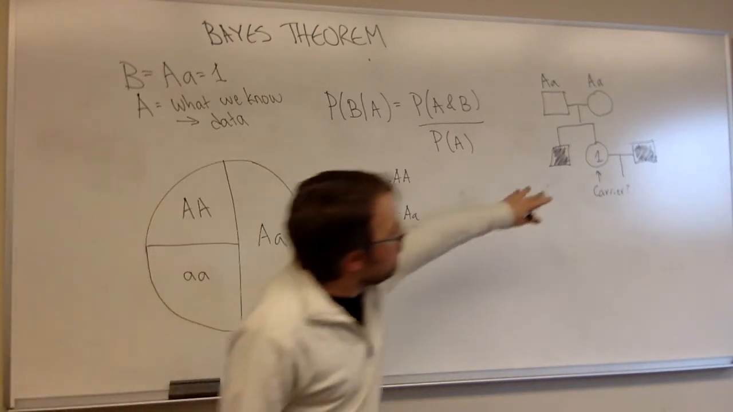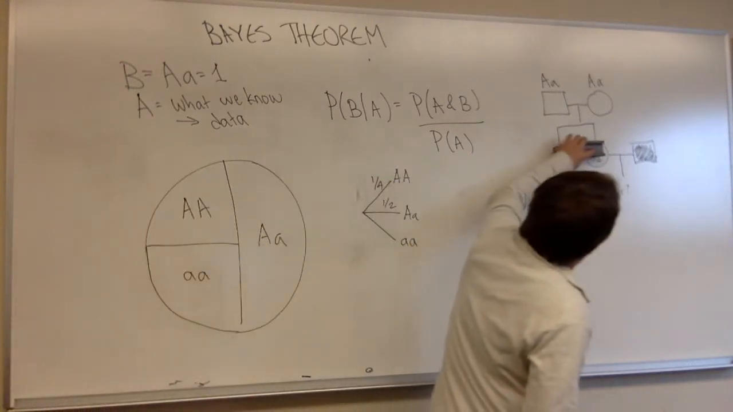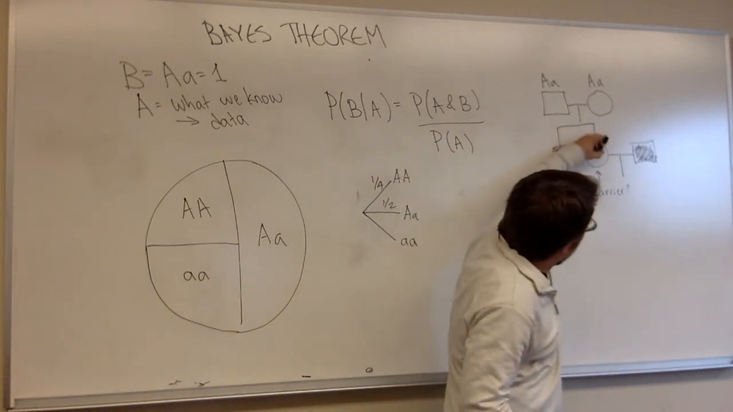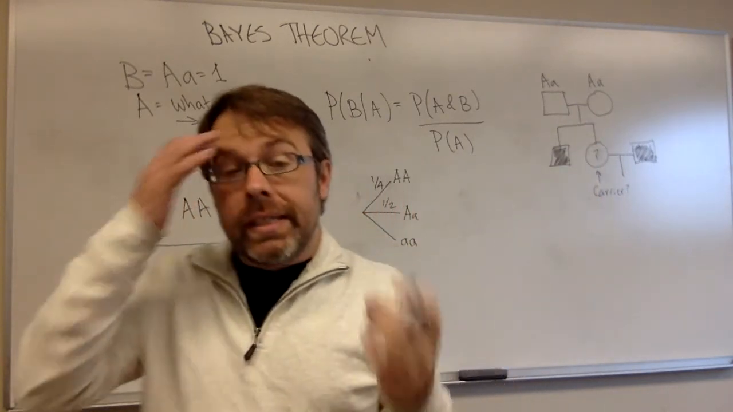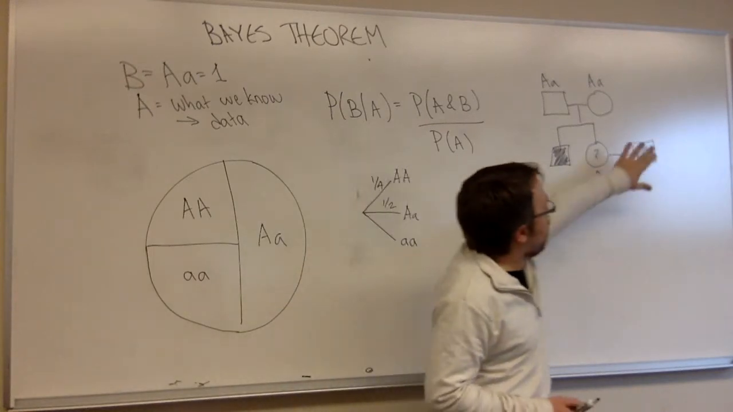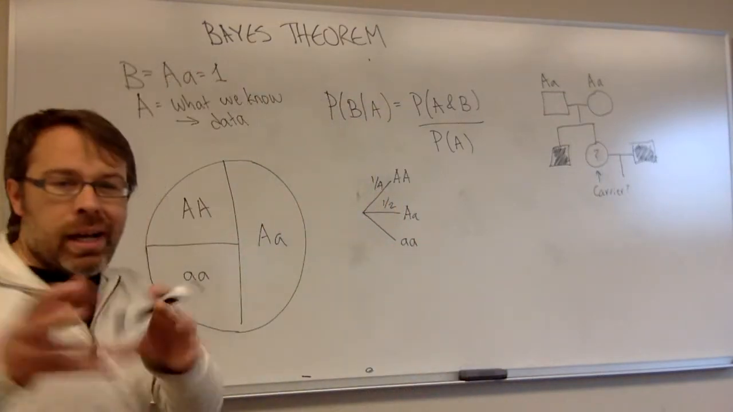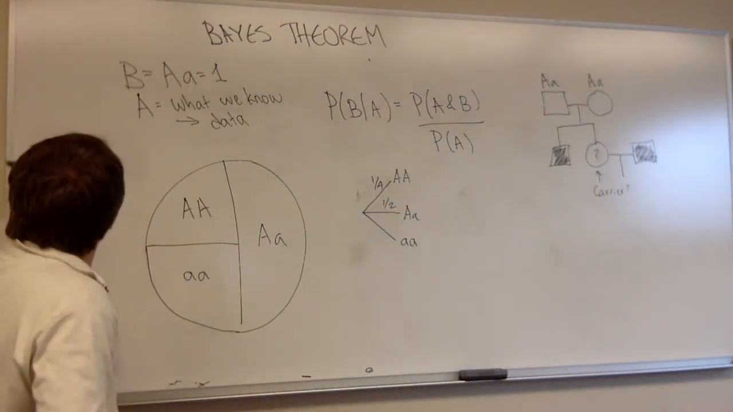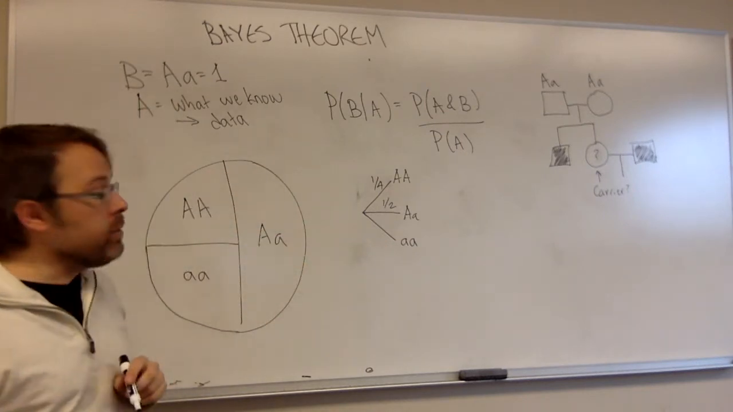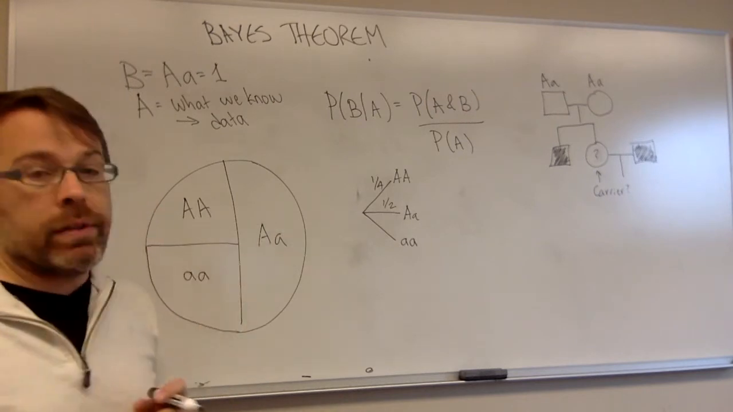Okay, so let's actually start before we know even the phenotype of this individual, before they're born. Then what are B and A? Well, it's kind of weird here, because B is the probability the individual is a heterozygote, and A is, what do we know about this individual?